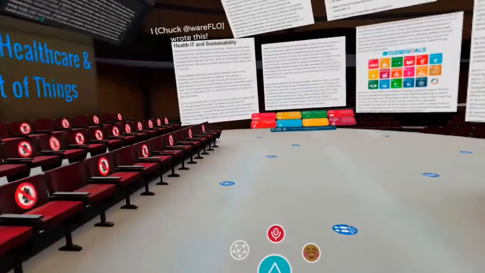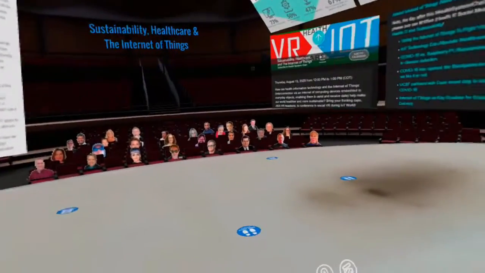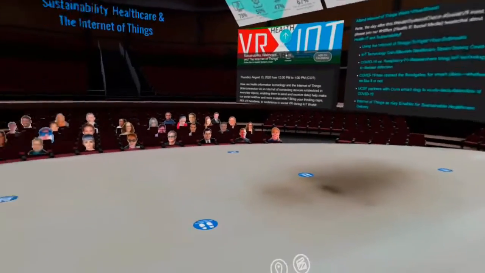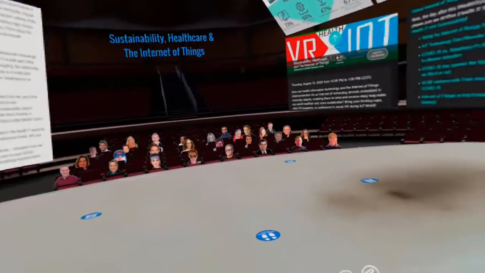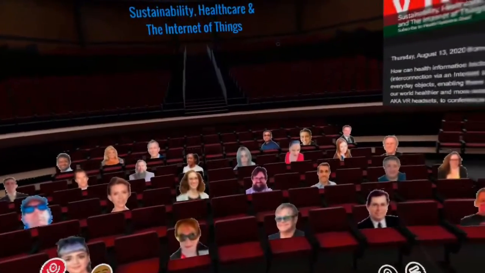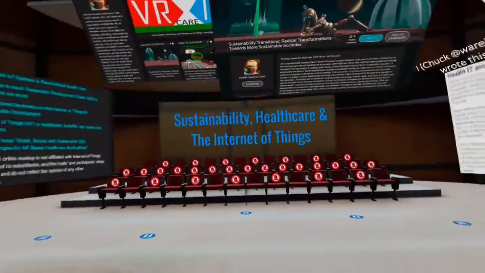So here we are. We're on stage. And in 2 or 3 minutes, folks will start to materialize. It's kind of like the holodeck in Star Trek. So anyway, the spawn point is right over there.